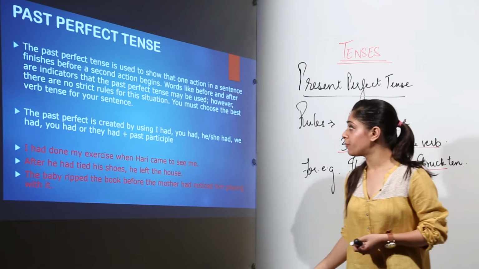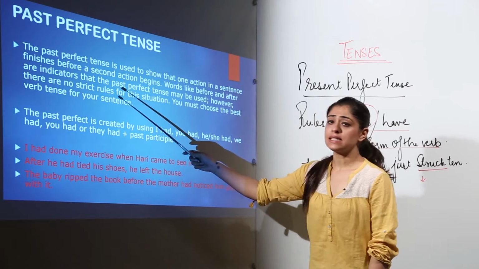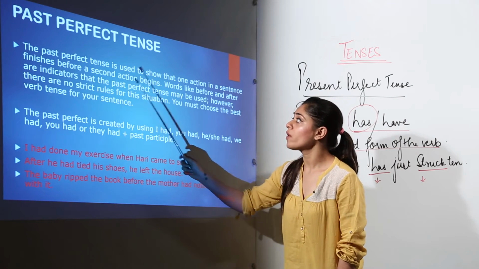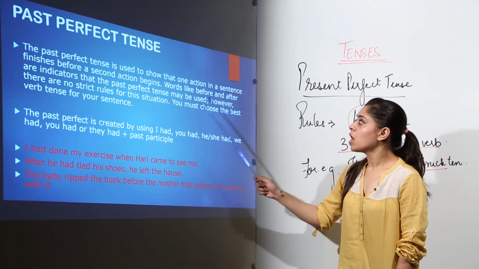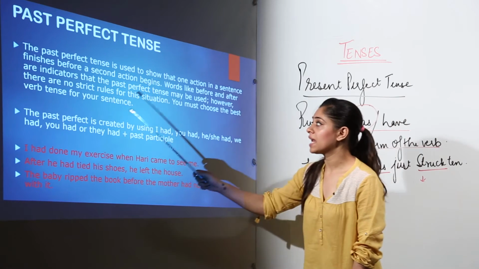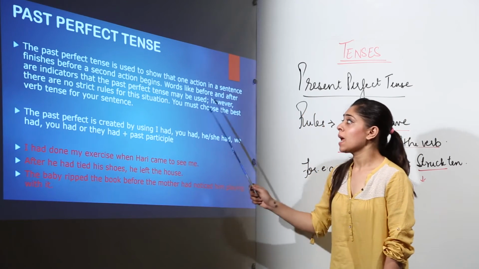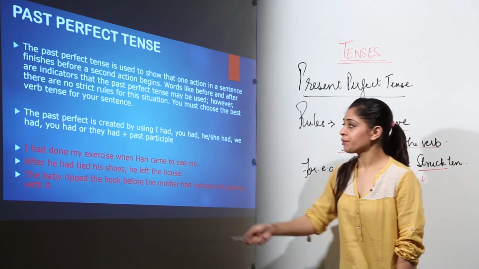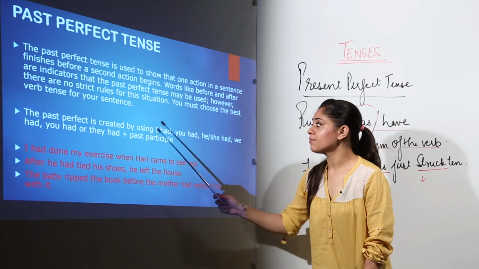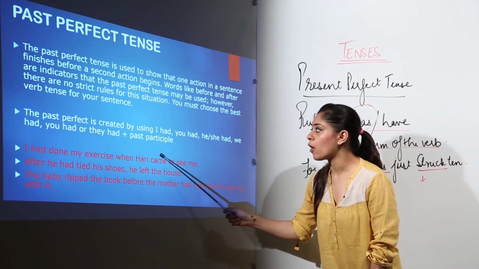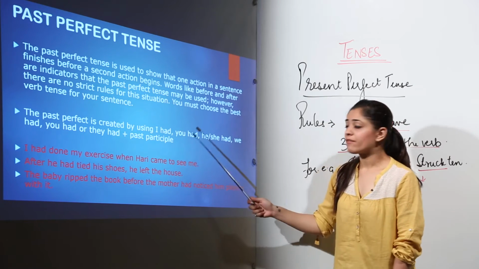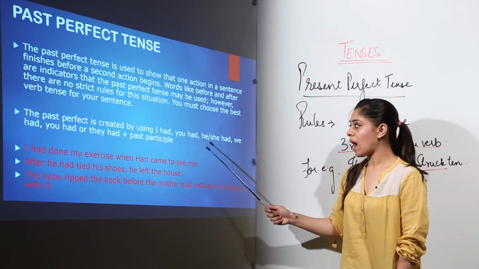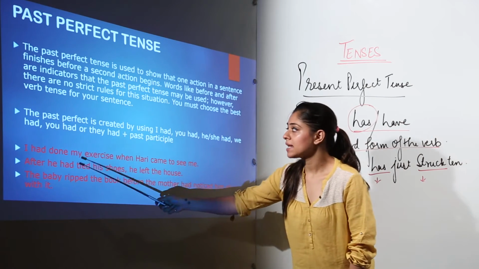Now moving on to past perfect tense. The past perfect tense is used to show that one action in a sentence finishes before a second action begins. Words like before and after are indicators that the past perfect tense may be used. However, there are no strict rules for this situation. But the past perfect is created by using had plus the third form of the verb. Here we have given the first person, the second person and the third person: I had, you had, she had, we had, they had.